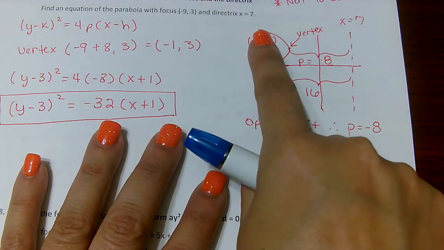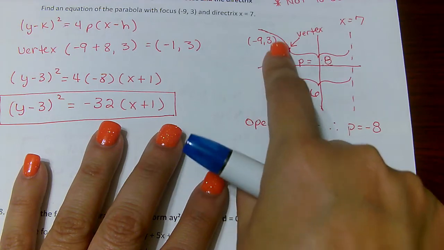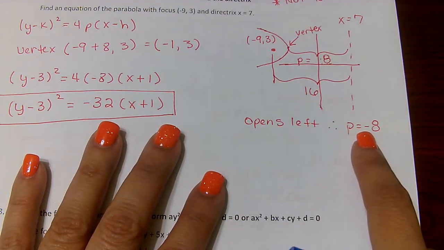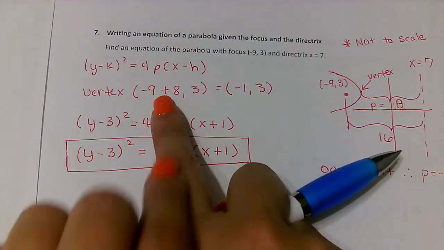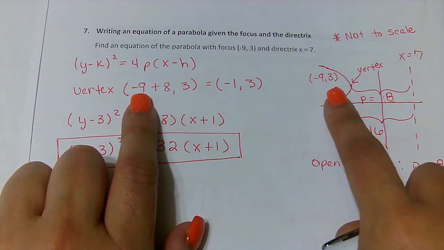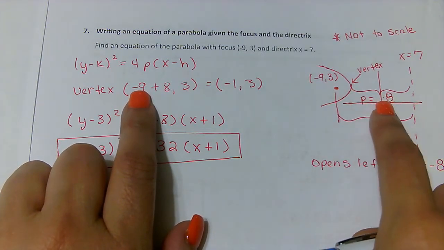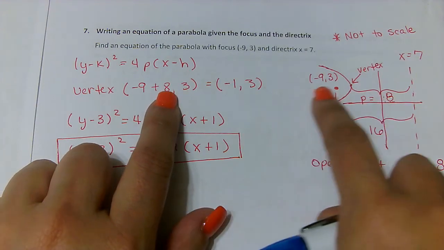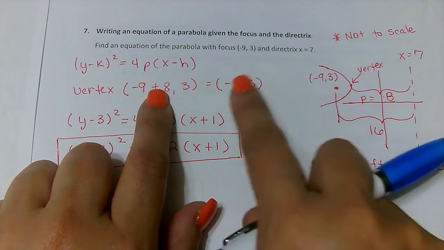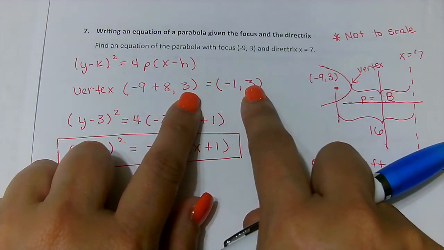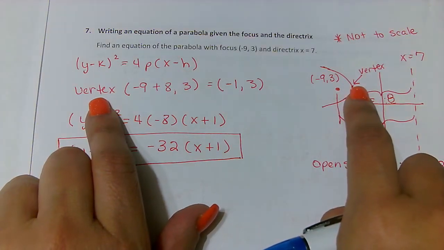The other thing you need to notice in this case is that it opens up in the left direction. The left direction indicates that it has to be a negative. So here we can say P is equal to -8. So if I'm solving for my vertex, the first thing I'm going to do is say -9 plus the distance P, which is 8, and I'm going to stay at the same y, which is 3. So -9 plus 8 is -1, and 3 is going to be my y. This is where my vertex is actually going to be located.